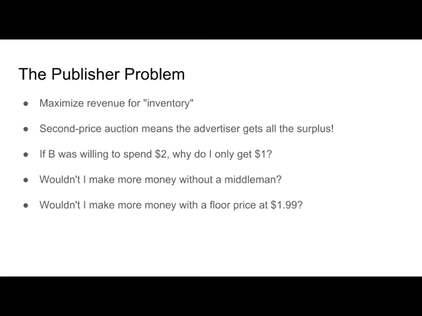So wouldn't I make more money without a middleman? Well, probably, but then you'd actually have to go and phone B and make a deal with them. And more importantly, wouldn't I make much more money with a floor price, with a reserve price of $1.99? So if I basically bid on all my own ads at $1.99, then B would bid $2 and I would get $1.99 or whatever, minus the epsilon that I keep saying we hand wave about.